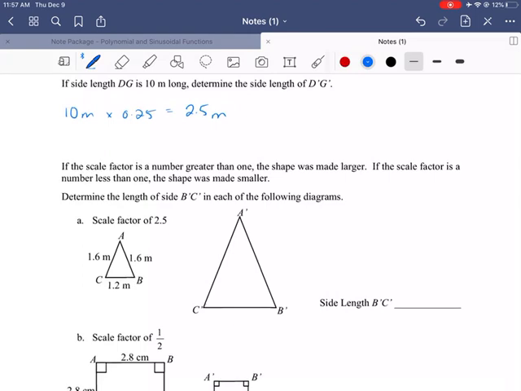If the scale factor is a number greater than 1, so 1, 2, 3, 4, 5, it means the thing's getting bigger. If the scale factor is a number less than 1, the shape was being made smaller. So determine the side length of B prime, C prime in each of the following diagrams. So B prime, C prime is this one, which means the corresponding side is 1.2. So start with 1.2, multiply that by your scale factor of 2.5, and you're going to get 3 meters.